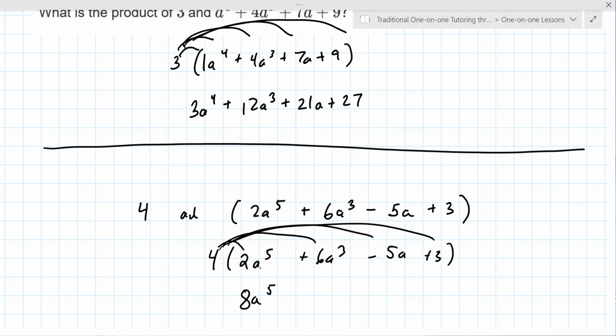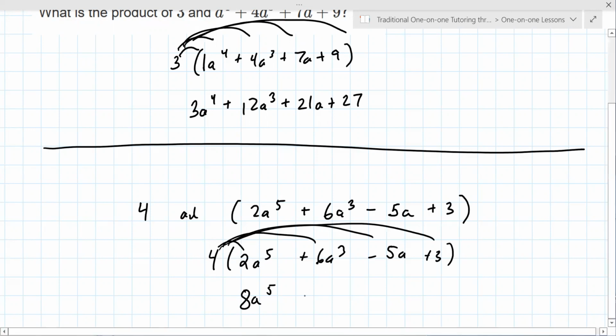4 times 5 is 20, and 4 times 3 is 12. I think. Okay, so I got 4 times 6 is 24a cubed, 4 times minus 5 is minus 20, oh, and 4 times 3 is 12.